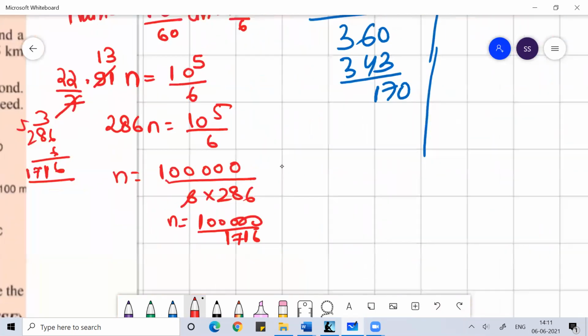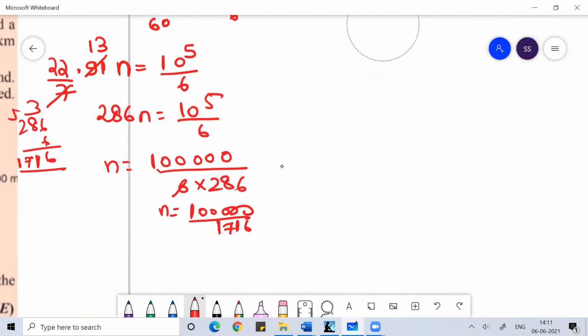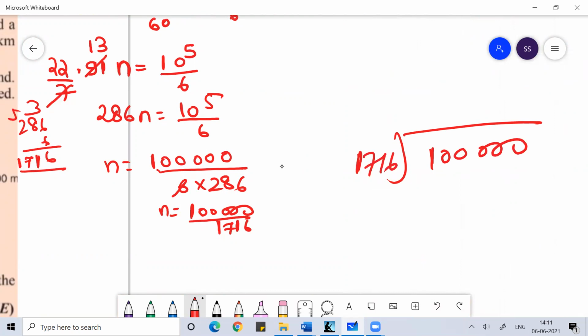So we'll divide 1,00,000 by 1716. How many zeros are there? 5 zeros. So 1, 2, 3, 4 will be lesser than this. You are taking this much.